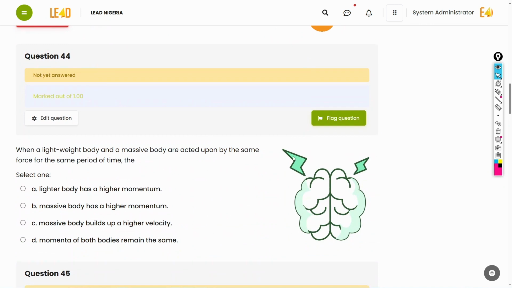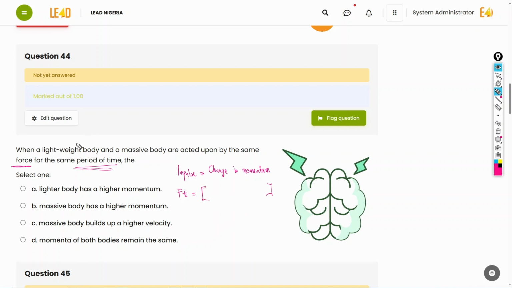All right, question 44. When a lightweight body and a massive body are acted upon by the same force for the same period of time, which one would have more momentum? They both have the same impulse, basically, right? Because the force is acting for the same period of time. And we know that impulse is equal to change in momentum, right? So that means that Ft would produce the same change in momentum in both of them.